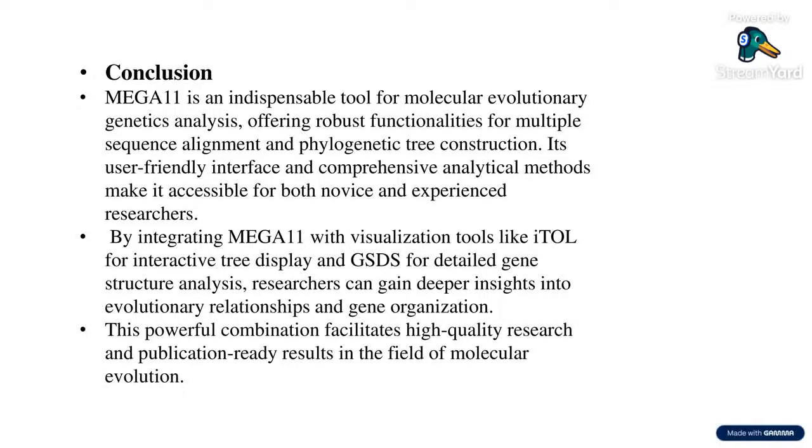What makes Mega 11 even more valuable is its integration with complementary tools. With iTOL, you can take your tree and convert it into an interactive, annotated, and publication-quality visualization. This is useful when we want to highlight specific metadata such as host species, expression data, or a resistance gene. On the other hand, GSDS helps shift the focus to structural biology, offering a way to visualize and compare genes, and is especially useful in functional genomics and comparative gene studies.